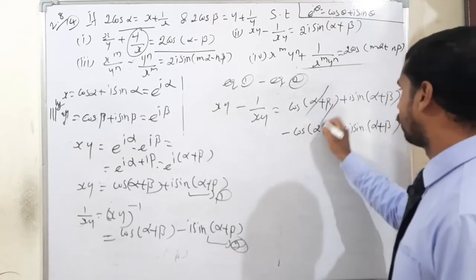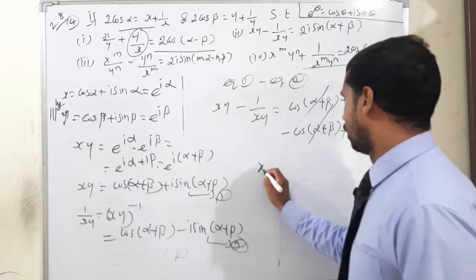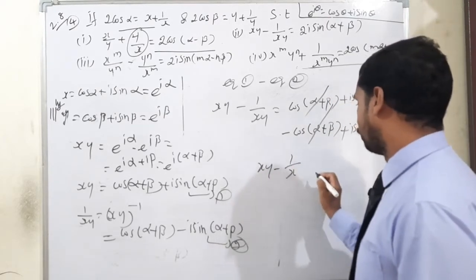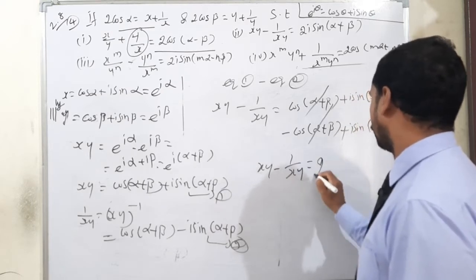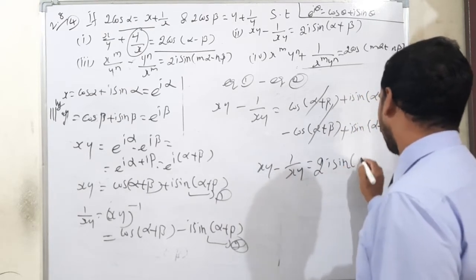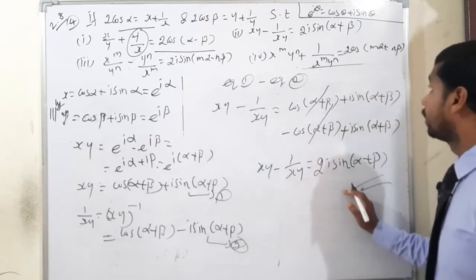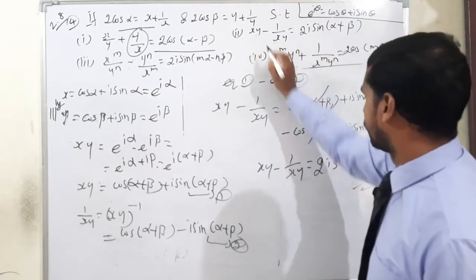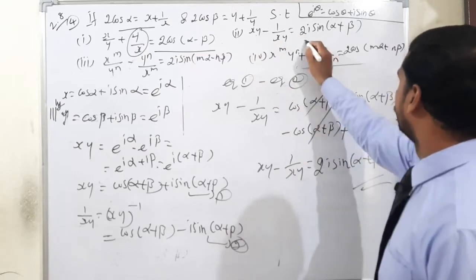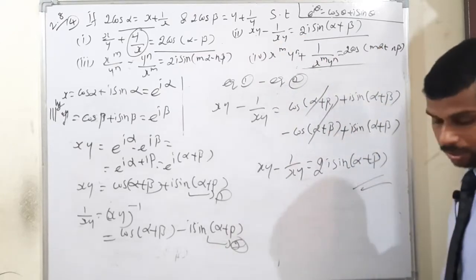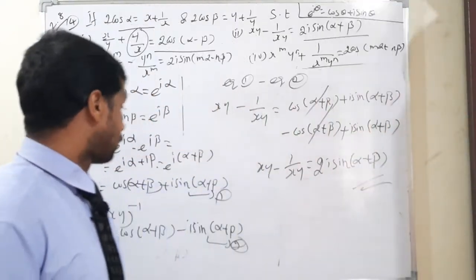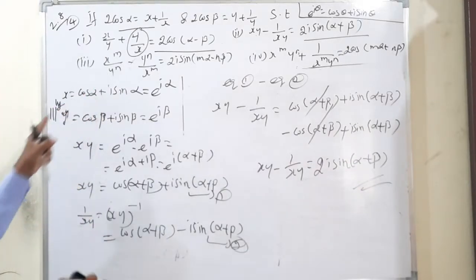So plus cos alpha and minus cos alpha cancel, and the final answer is xy minus 1/xy is equal to 2i sin(alpha+beta). Okay, this is the right hand side, check it there. So the second term is also over. Moving to the third condition.